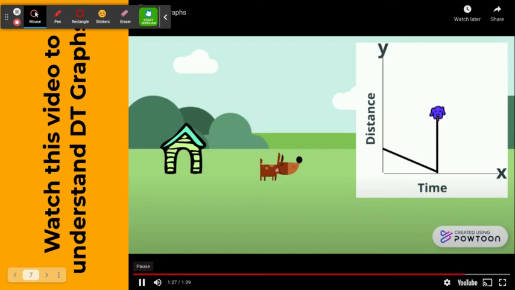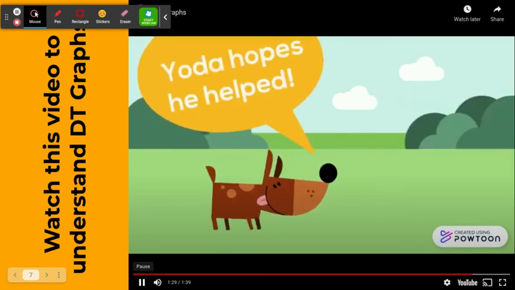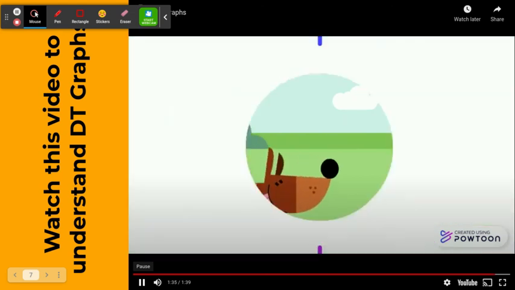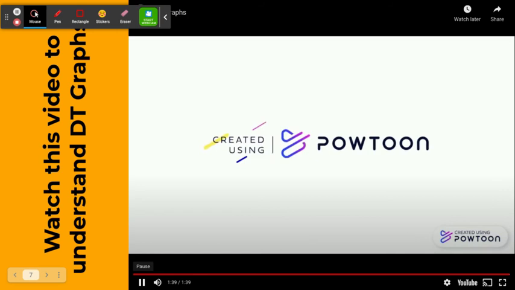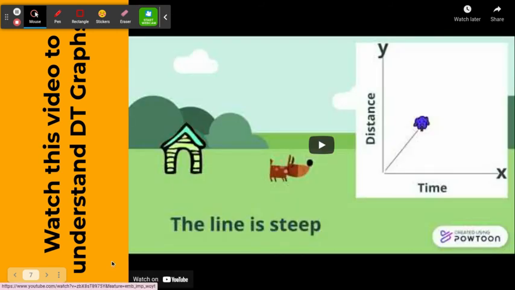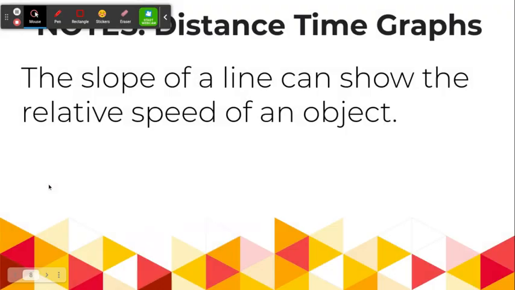Now that you have a better idea of how the graphs work and what they show, let's look at how some of this information could be better put into words for your notebook. Again, these are called distance time graphs. And in a distance time graph, we expect the slope of the line to show the relative speed of an object.